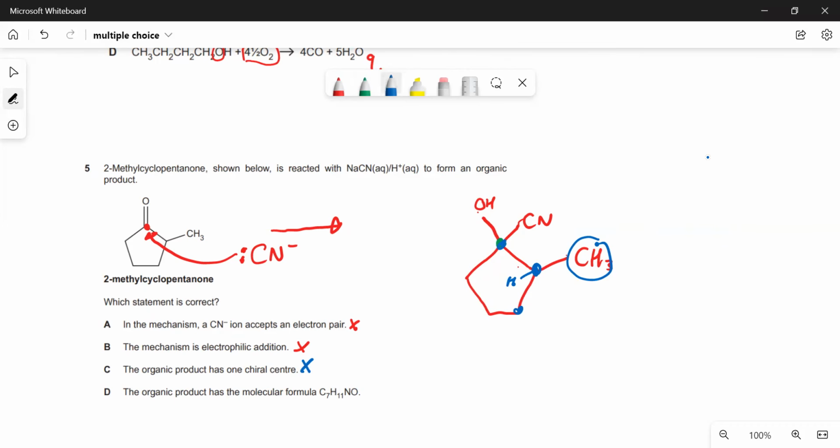The organic product has a molecular formula C7H11NO. Well, it's got the right number of carbon atoms. Yeah, you count. It's got 7 carbons, got 1 oxygen there. It's got 1 nitrogen. Count up the hydrogens. 1, 2 there makes 3, 2 there makes 5, 2 there makes 7, 1 there makes 8, plus 3 is 11 hydrogens. Yeah, that is the right molecular formula. It's the only one that could possibly be right as well.